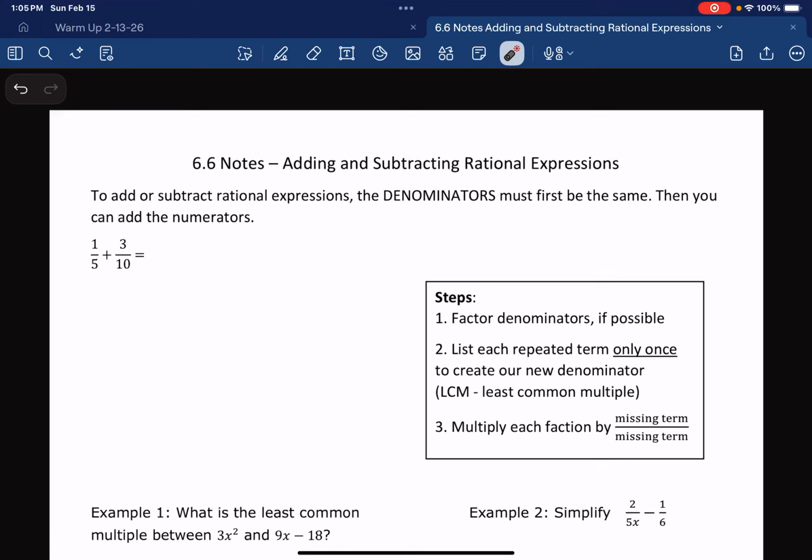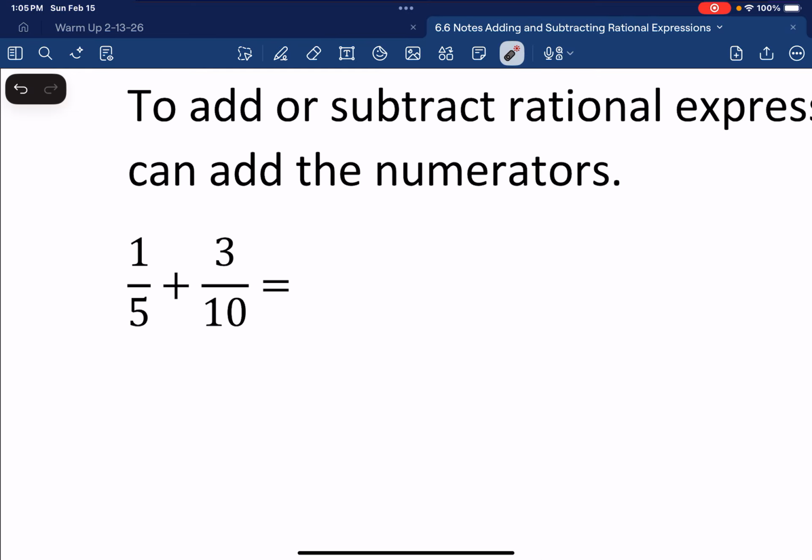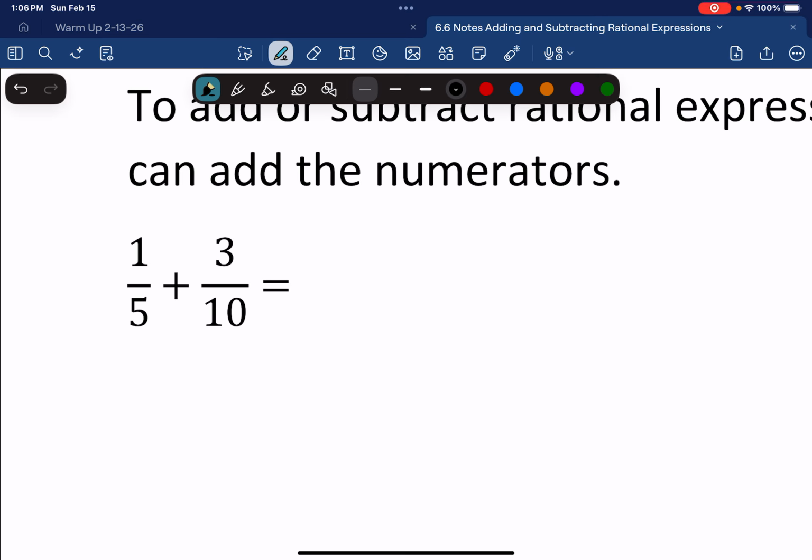Adding and subtracting rational expressions is going to be very similar to adding and subtracting just regular fractions. So if I gave you a problem of 1/5 plus 3/10, hopefully you remember from elementary school that we would need to find a common denominator first, right? So let's look at the factors of our denominators. The number 5 can't be broken down into smaller factors, but the number 10 can. It's the same thing as saying 5 times 2.